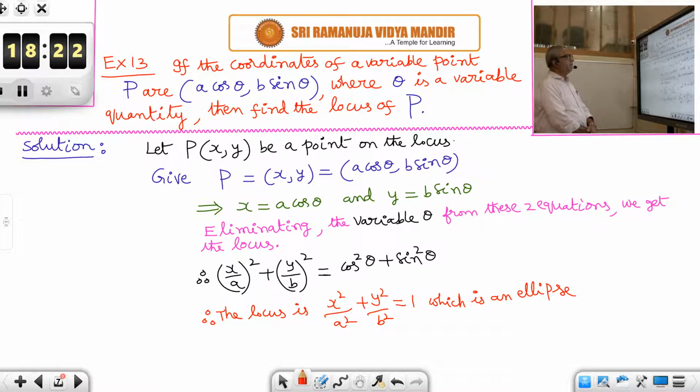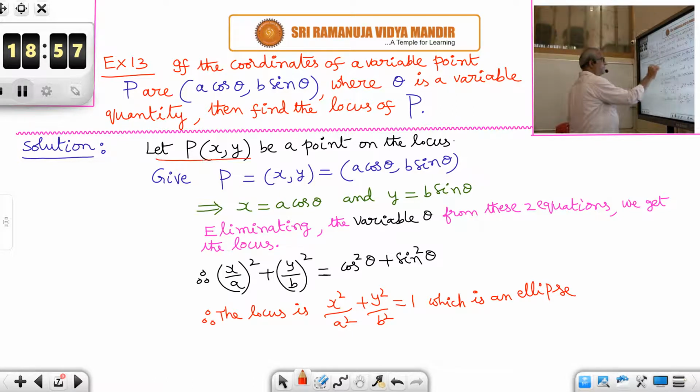If the coordinates of a variable point P are a cos theta comma b sin theta, where theta is a variable quantity, then find the locus of P. See, P's coordinates are a cos theta comma b sin theta. Theta is not constant, but it is variable. So theta is taking different values, 0 degrees, 1 degree, 2 degrees, like that. That means the coordinates of the points are changing. So P is moving in the plane. What is the path traced out by P? That is called locus.